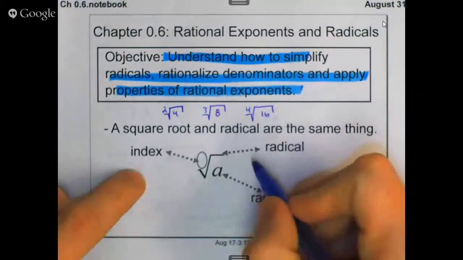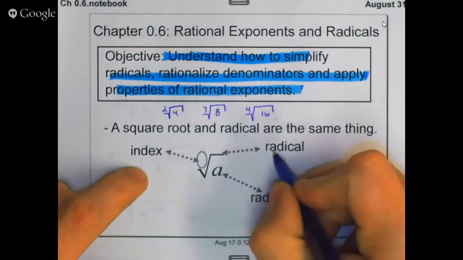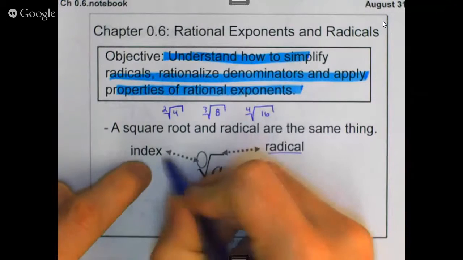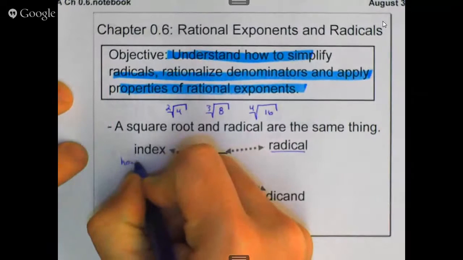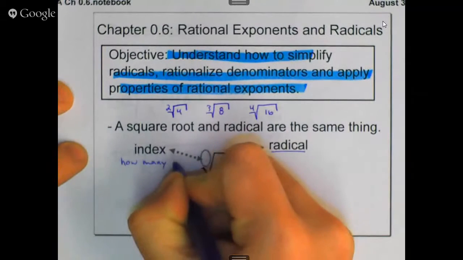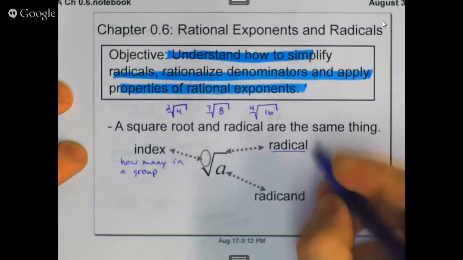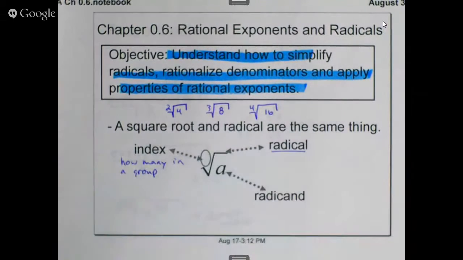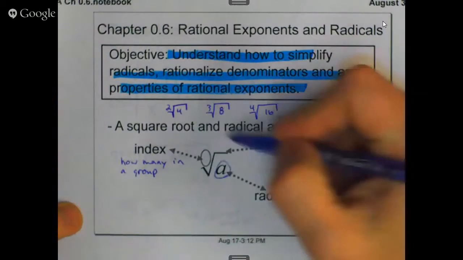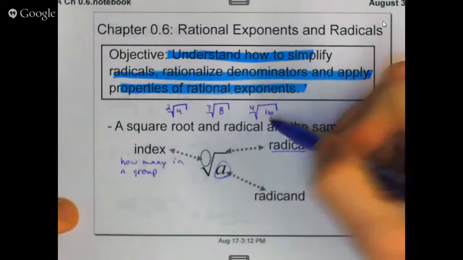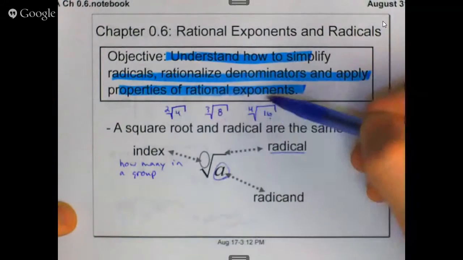Okay, well, with radicals, the actual symbol itself here is called the radical. We have our index out front, which tells us how many in a group. And then we have our radicand, which is the number underneath our radical right here. So in this case, 4, 8, and 16 are our radicands. Our indexes are 2, 3, and 4.